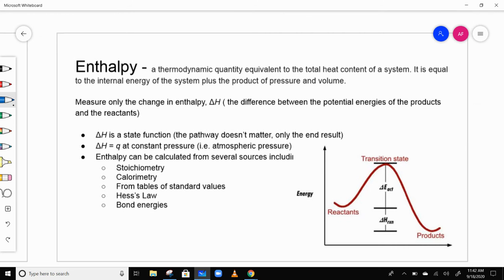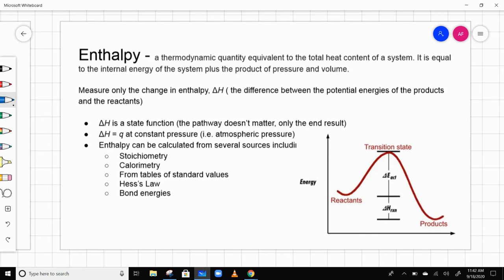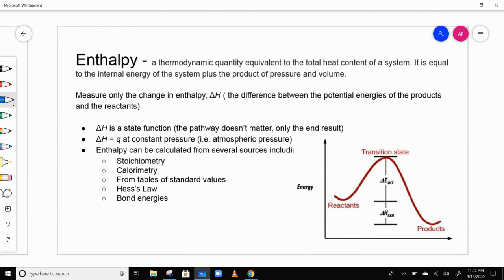All right, this term enthalpy. Enthalpy is a thermodynamic quantity equivalent to the total heat content of a system. It's equal to the internal energy of the system plus the product of the pressure and volume. Most of the time we're not going to be changing the pressure and volume, so it's really just the internal energy of the system. Most of the time we're keeping these constant. Not always, but most of the time.